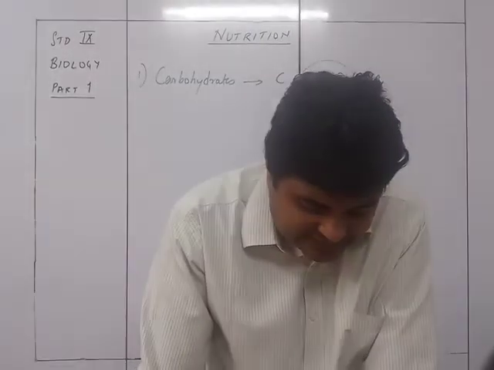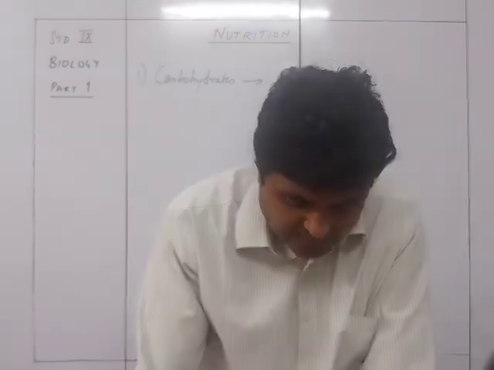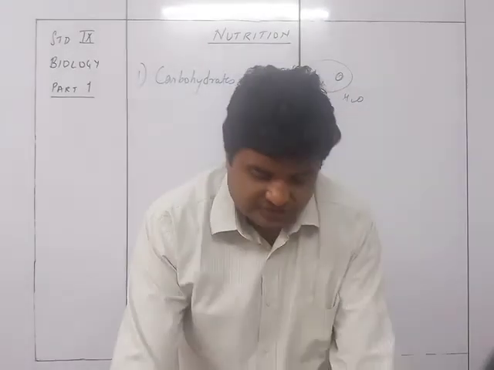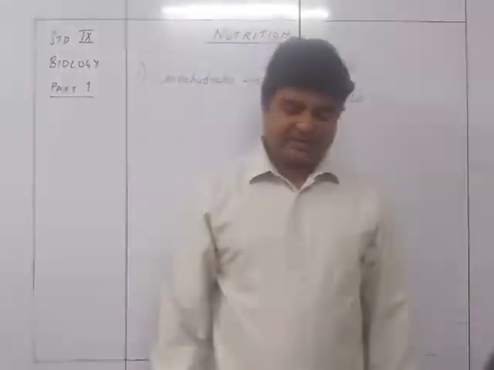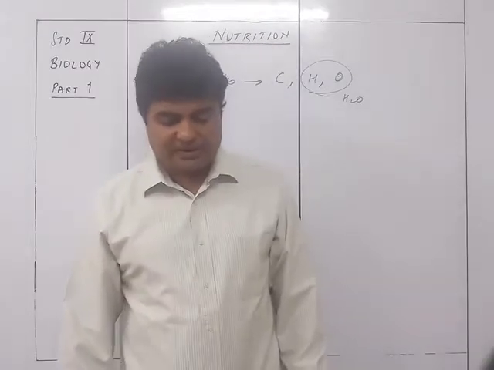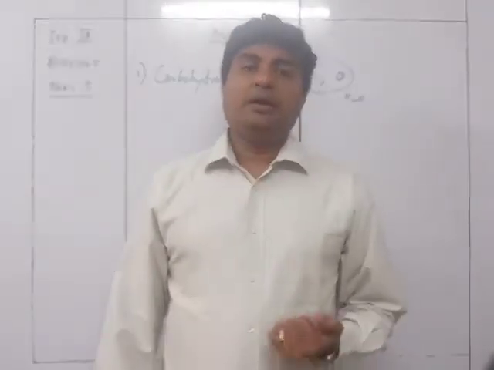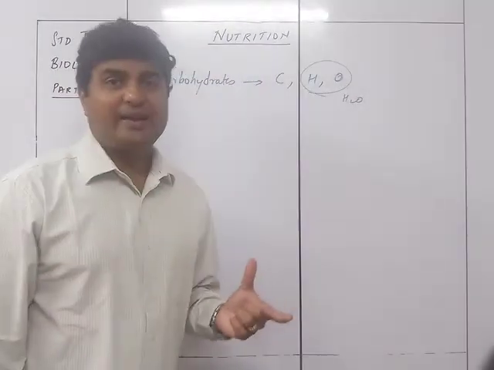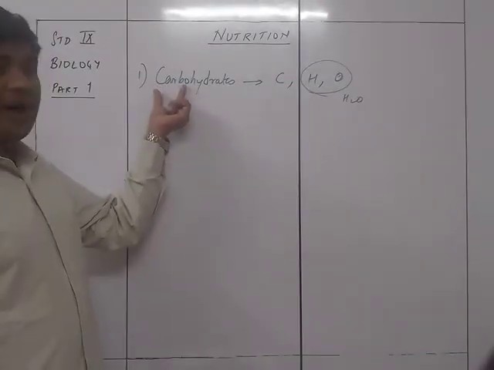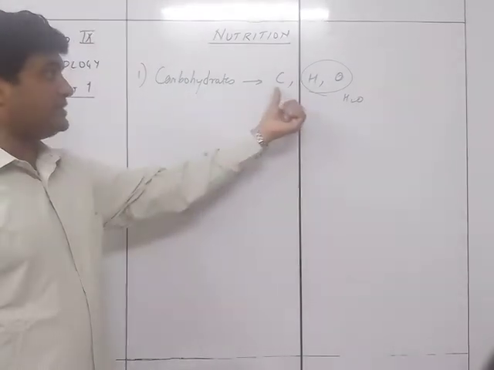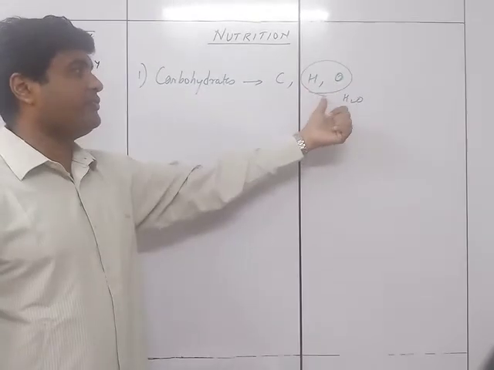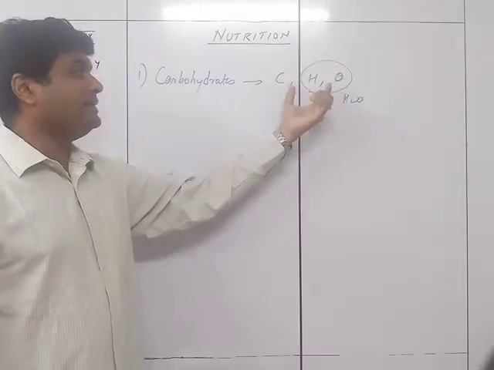They are oxidized in the cell to release energy. Carbohydrates include sugar, starch, cellulose, etc. Carbohydrates are the principal energy sources in the body. The name itself tells me: carbon, hydrates, water. That's why it is carbon, hydrogen and oxygen with hydrogen and oxygen in the ratio 2:1. Hence it is called carbohydrates.